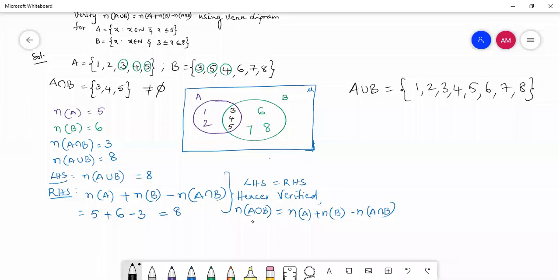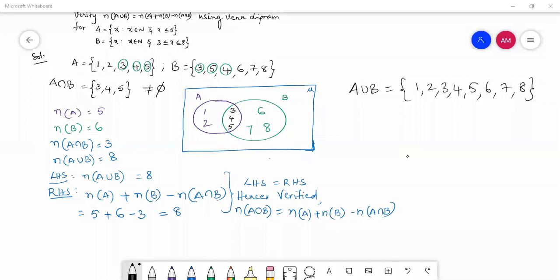Now I want to mute you. If you have any doubt, let us discuss that. Is the problem clear to you, to all of you, ma? Yes. Verifying. It's very important, ma'am. Verifying N of A union B equal to N of A plus N of B minus N of A intersection B. Clear? Okay.